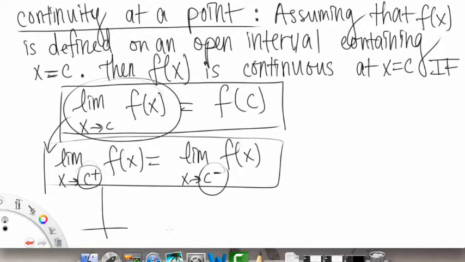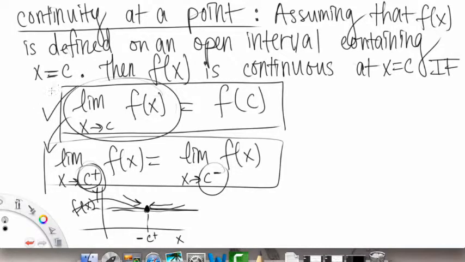So if we were to have a function, for example, let's say f of x looks like this, and here's point c, our x value of c, here's our x and y axes, and this is our f of x graph, or our curve, okay? We'll go from the right side first, so c plus is over here, and we're coming from the right, approaching a certain value here. And then from the left side, we're coming from this side, and it's actually approaching the same value. So in this case, this limit exists. So that's good. That's the first part.